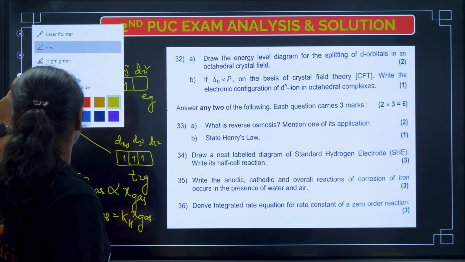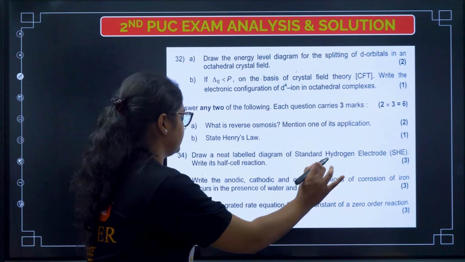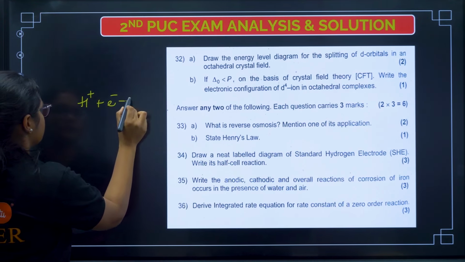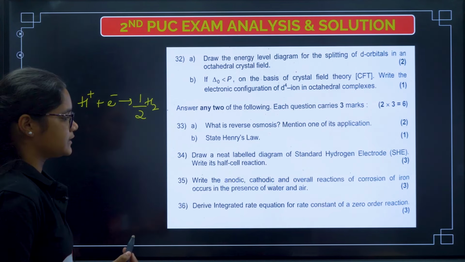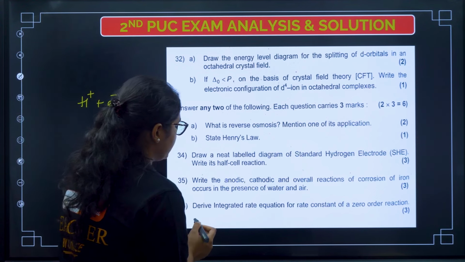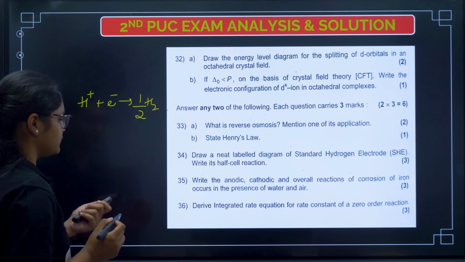Then you have SHE. You have to draw the diagram for standard hydrogen electrode and write the half cell reaction. So half cell reaction will be H plus electron will give you half H2, right? This is the half cell reaction, and a very simple diagram you have to draw for this one. Okay, next one is your anodic, cathodic and overall reaction for corrosion of iron.